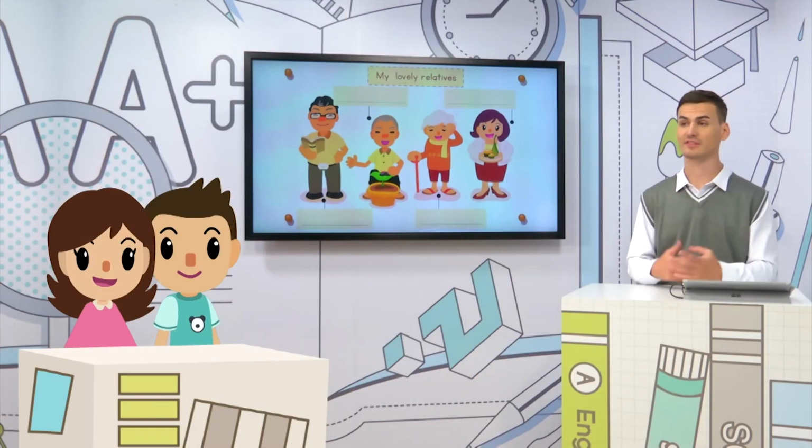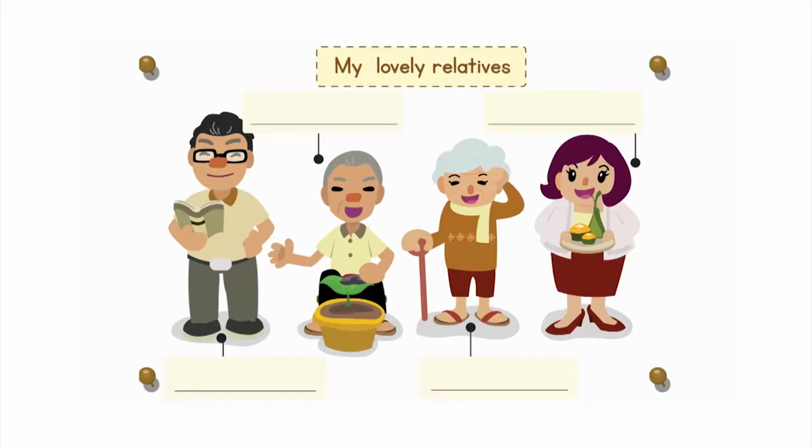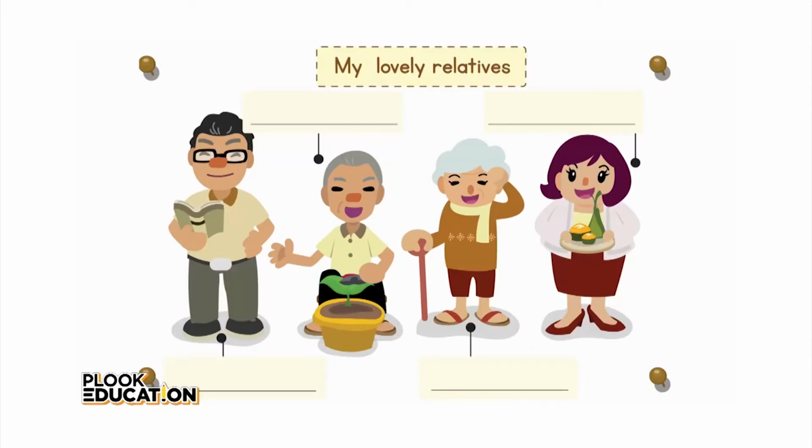Now I need your help with spelling. These are some hard words, and I don't know if I could do it all by myself. Okay, we're going to label this picture using the names of the relatives we just learned. Altogether we have 4. Grandfather, grandmother, aunt, and uncle. Let's start at the bottom with uncle.